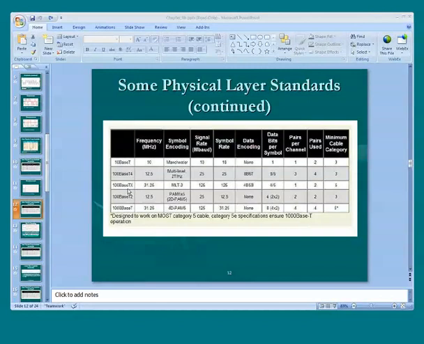The flavor of 100BASE currently used today is the TX. It operates at 31.25 megahertz. It uses the MLT-3 symbol encoding, in addition to a data encoding scheme known as 4B5B. It uses 2 pairs and requires Cat5 cabling. Let's take a look at the MLT-3 symbol encoding.